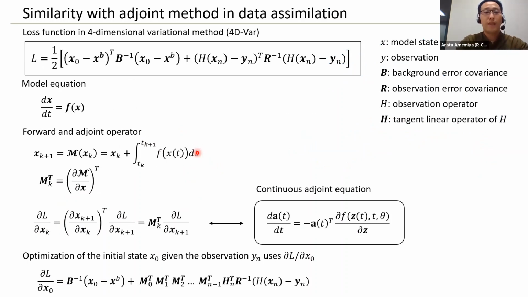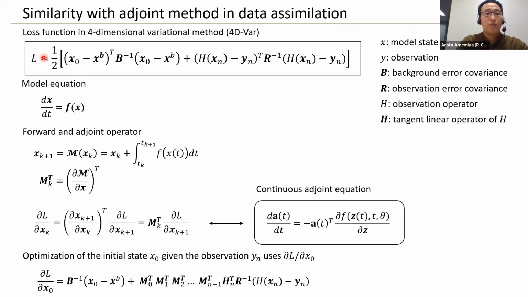I'd like to emphasize the similarity of this adjoint method with data simulation, namely the four-dimensional variational method. The loss function in 4D-Var is defined like this. For simplicity, let's assume one observation is treated, and the control variable is the initial state x0 of the model. And B and R are the matrices of background and observation error covariance, respectively.